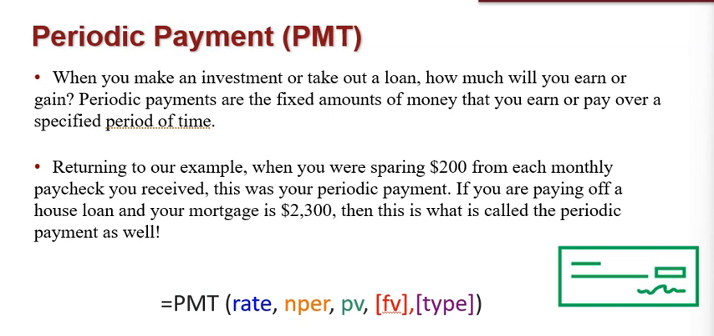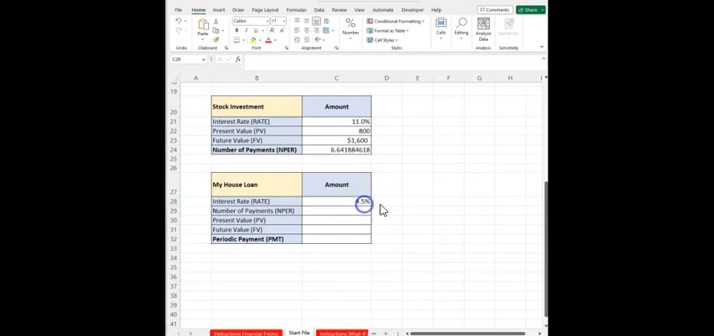Now let's see how this works out in the example in the classwork. My interest rate is 4.5%. Now the number of payments, this is going to be over 30 years. My present value is $400,000. No future value, and my periodic payment is what I need to calculate. Note that my future value is 0 because I want to repay the loan amount in full.